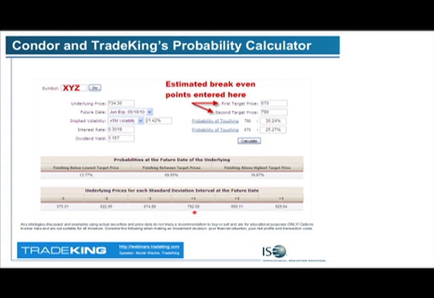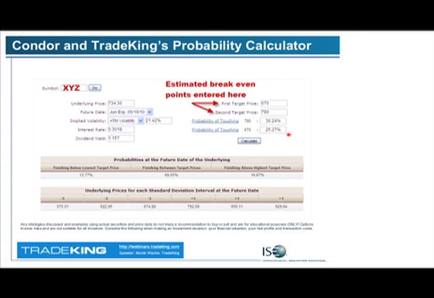What I also get, though, when I do this is it tells me this probability of touching, okay? Well, what does that mean? Well, so far we've only talked about between now and expiration, like what's going to happen at expiration. But we don't live in a vacuum. Things fluctuate, right? And that's what makes the market.